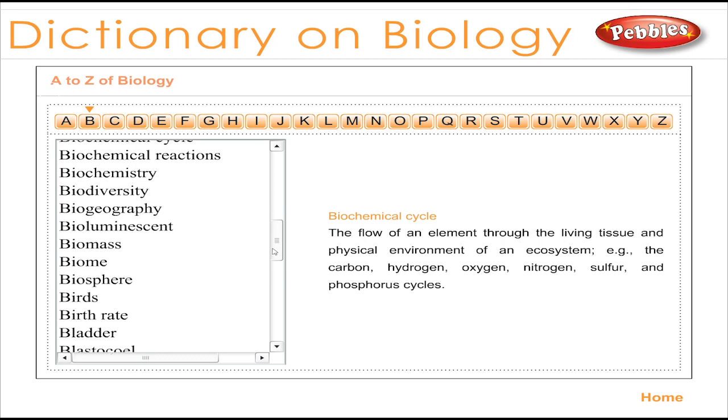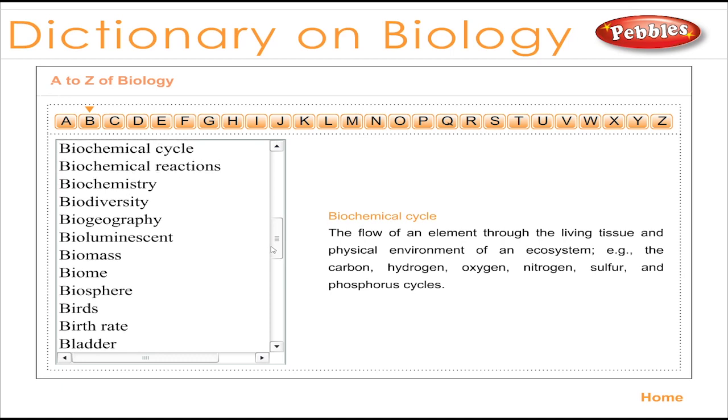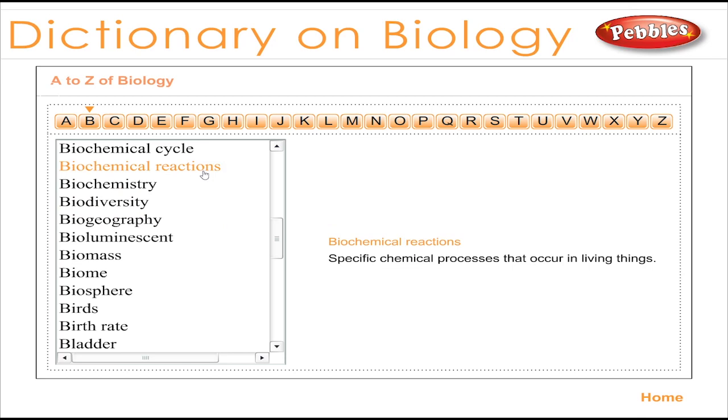Biogeochemical cycle, the flow of an element through the living tissue and physical environment of an ecosystem. Example: carbon, hydrogen, oxygen, nitrogen, sulfur, and phosphorus cycles. Biochemical reactions, specific chemical processes that occur in living things. Biochemistry, chemical processes associated with living things.